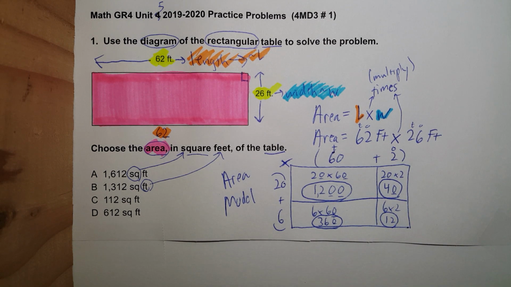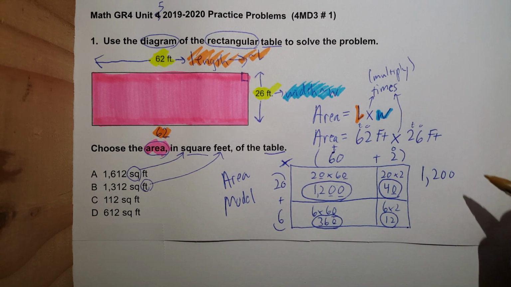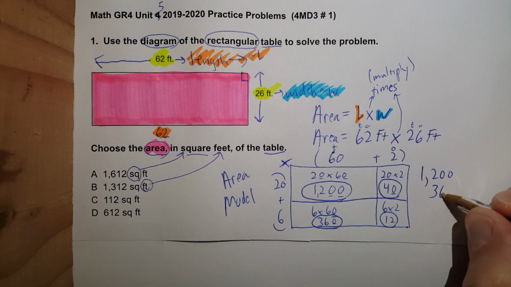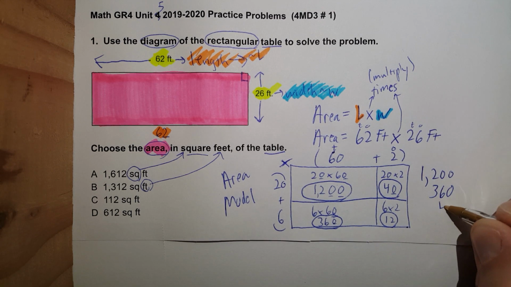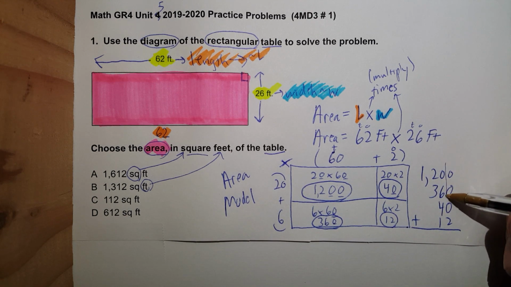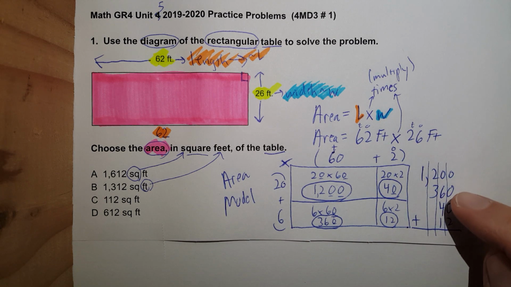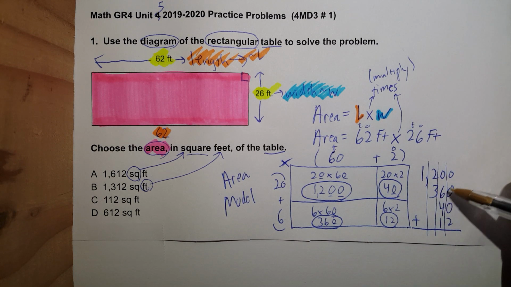Okay? Well, look at all my possible answers. 1,612, 1,312, 112, 612. Okay? Well, I need to add all of these. So let's add all those. And let's make sure we write as neat as possible. And we start with the biggest numbers first. And we align them correctly. Remember, you can do this to align. I do want you getting used to writing on blank white paper, so you get used to your spacing.